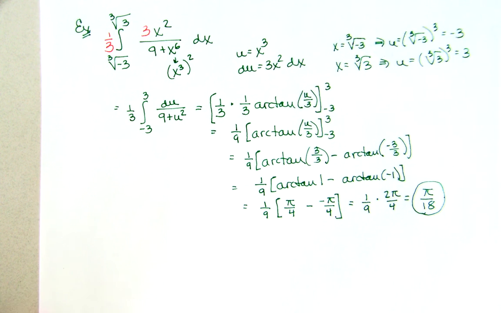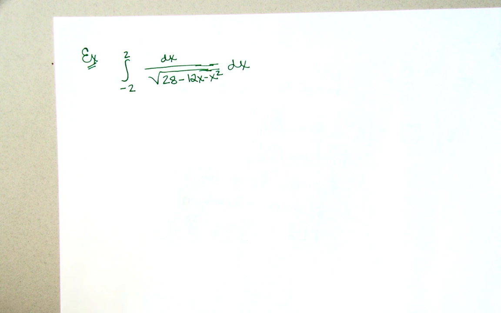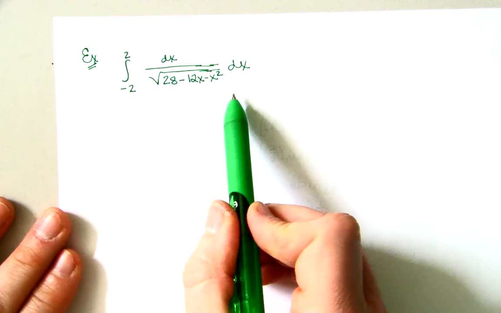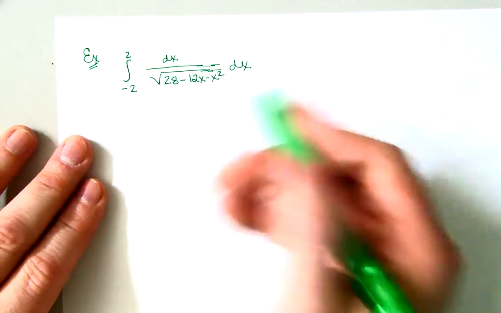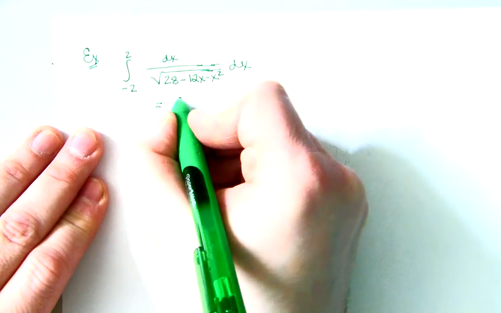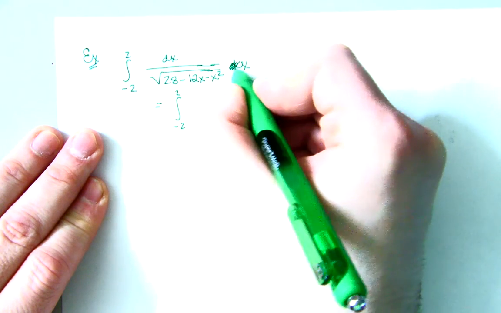The other one that we need to take a look at is the integral from negative 2 to 2 of dx over the square root of 28 minus 12x minus x squared dx. And hopefully you would look at this and realize we need to do some completing the square. We're going to take care of that before we do any sort of u substitution work. This is the integral from negative 2 to 2. Whoops, I've got too many dx's there.